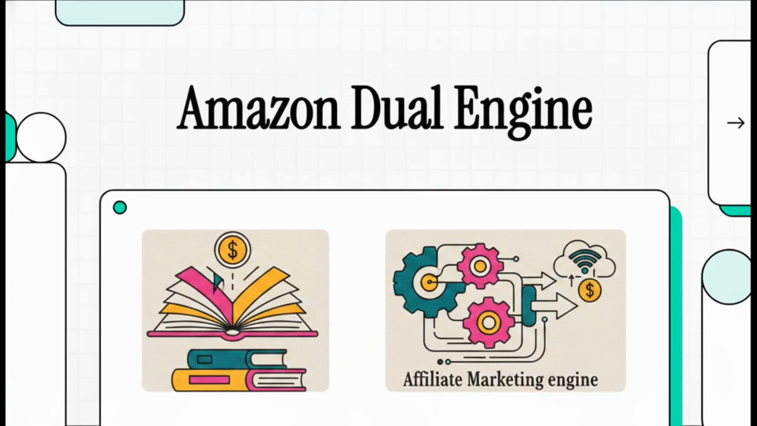Welcome to This Explainer. Today, we're diving straight into the ultimate step-by-step blueprint for launching your very first Amazon KDP book, and then how to completely supercharge your income by scaling it with an affiliate marketing engine. Look, if you've ever wanted to build a passive digital income stream, but honestly just felt totally overwhelmed by where to even start, you are in the exact right place.